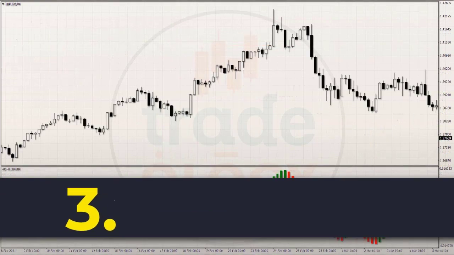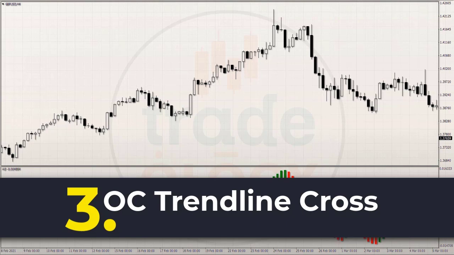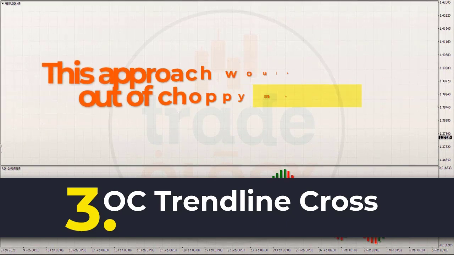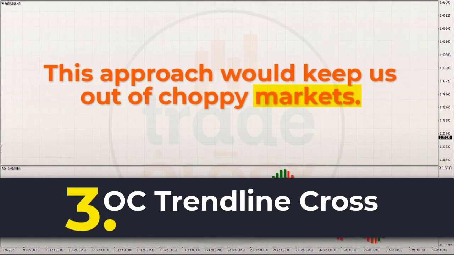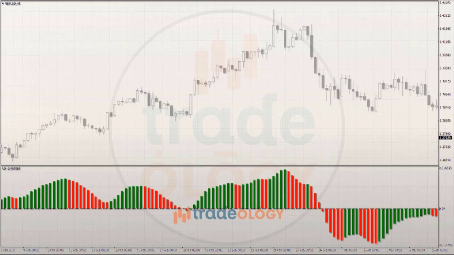Strategy number 3. Awesome Oscillator Trendline Cross. This strategy aims to keep us away from volatile markets and enables us to capture profits before waiting for confirmation from a break of the zero line. The Awesome Oscillator Trendline Cross setup can be identified as follows.